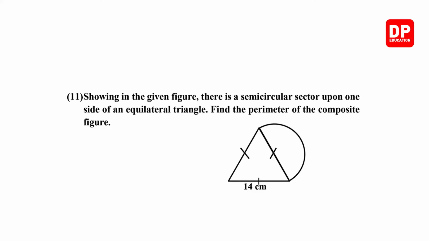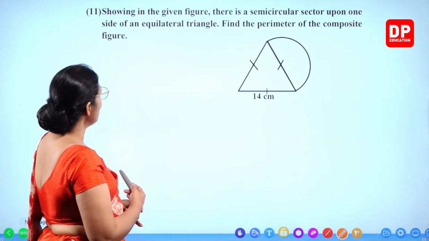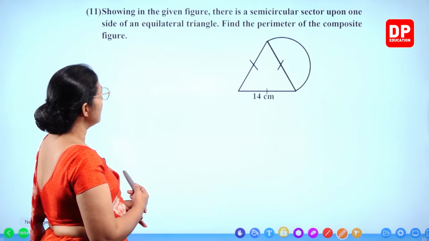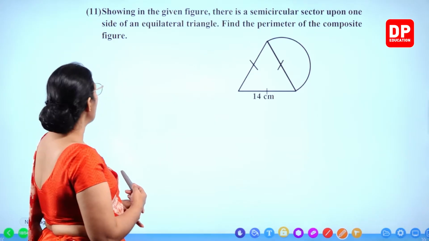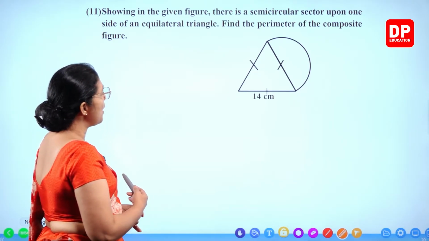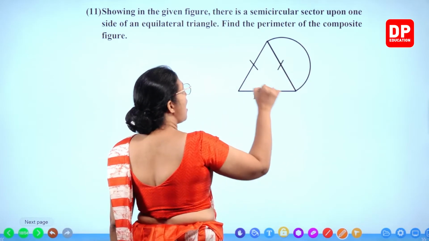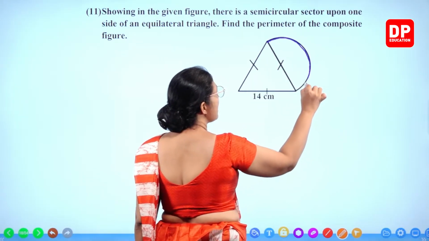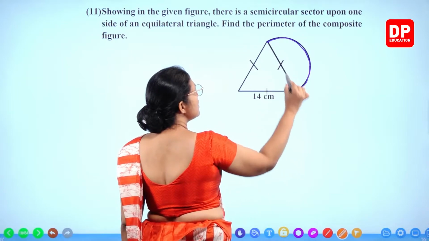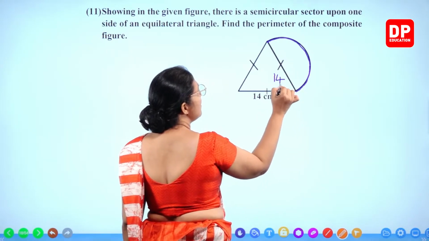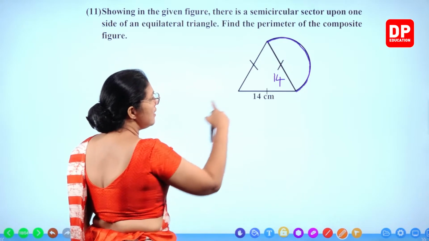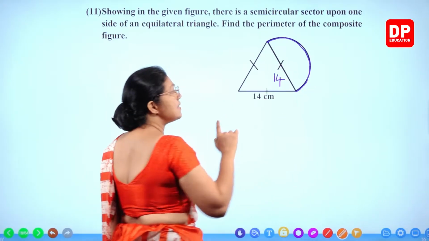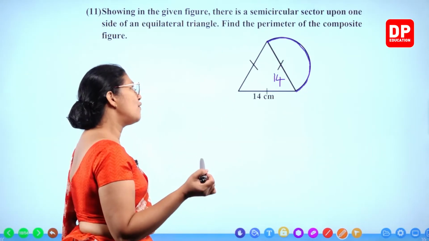Question number 11. As shown in the given figure, there is a semicircular sector upon one side of an equilateral triangle. Find the perimeter of the composite figure. So that means you have to find out the outer length. To do that, you need to find out this arc length. So this is 14. If this is an equilateral triangle, this is 14. So that means the diameter of the semicircle is 14.